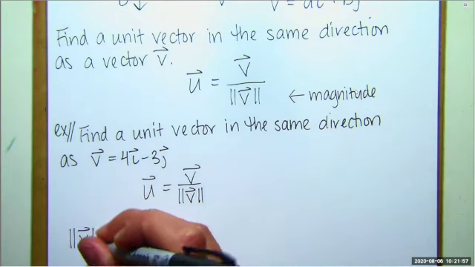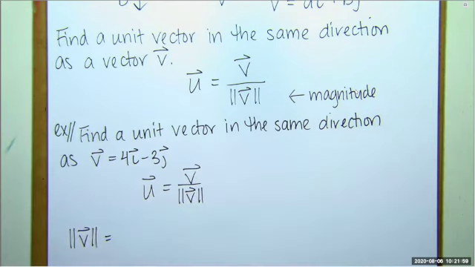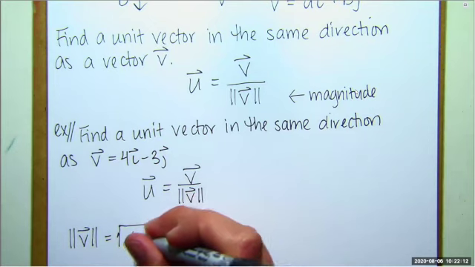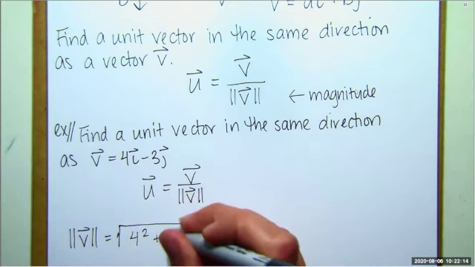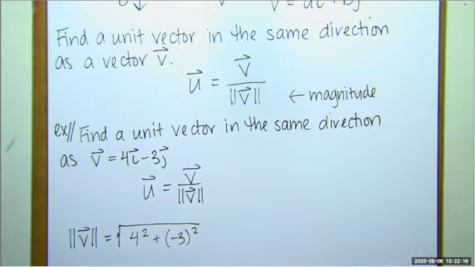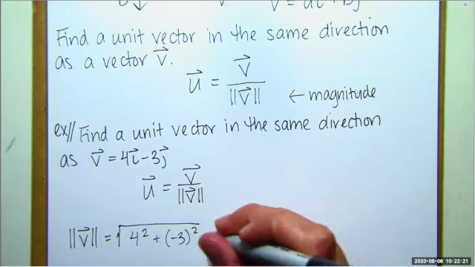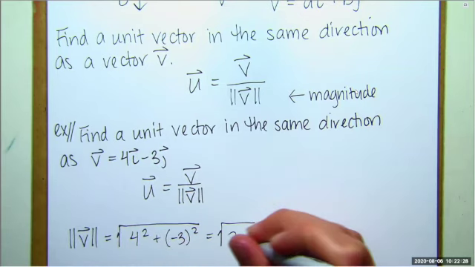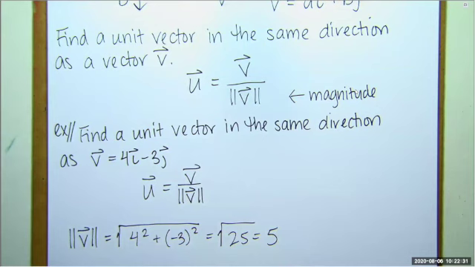So remember, the magnitude of the vector is just the length, and if the horizontal component is 4 and the vertical component is -3, all we have to do is use the Pythagorean theorem here, and we get that the magnitude is just the square root of a squared plus b squared. So we have the square root, 4 squared is 16, -3 squared is 9, so 16 plus 9 is 25, and we get that the magnitude here is 5.